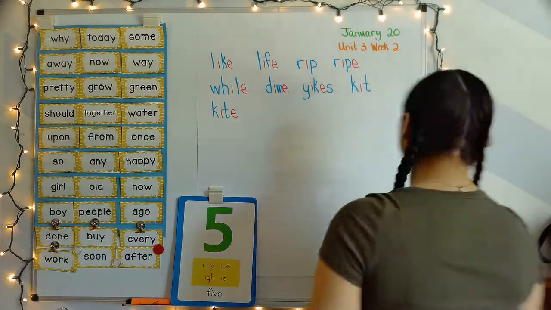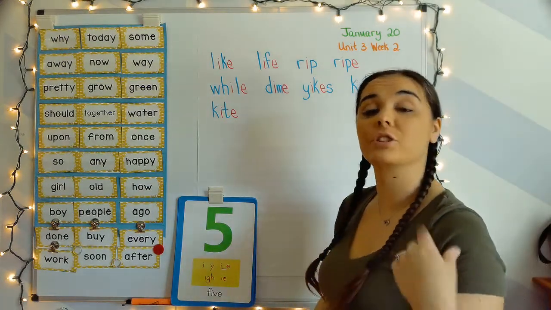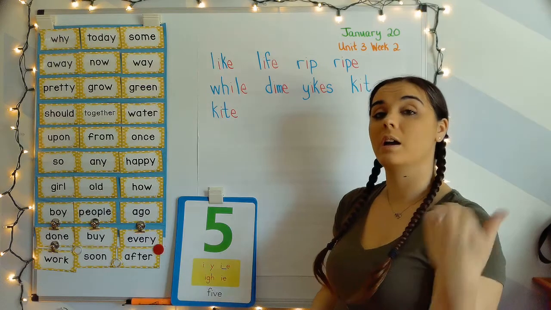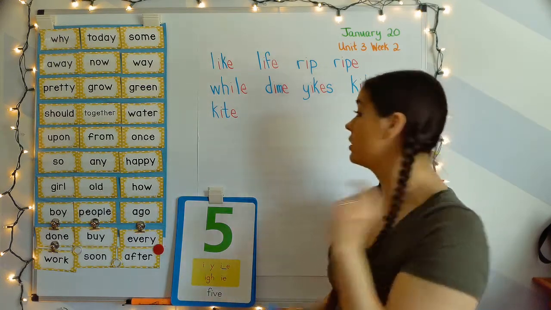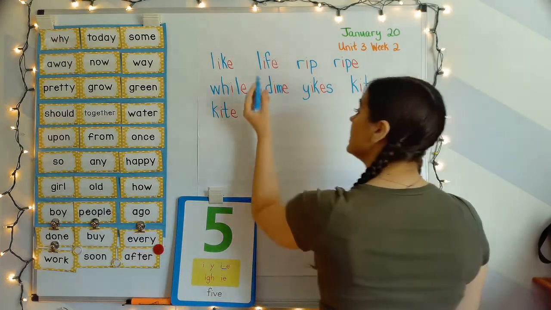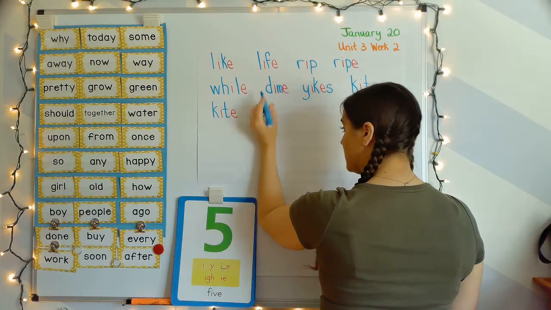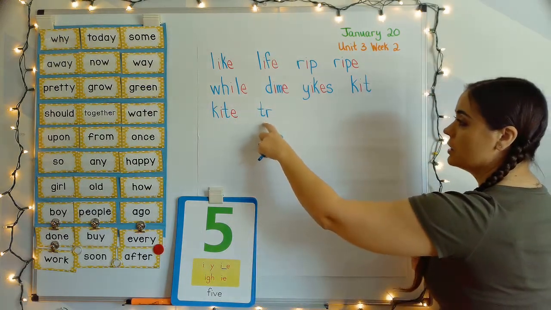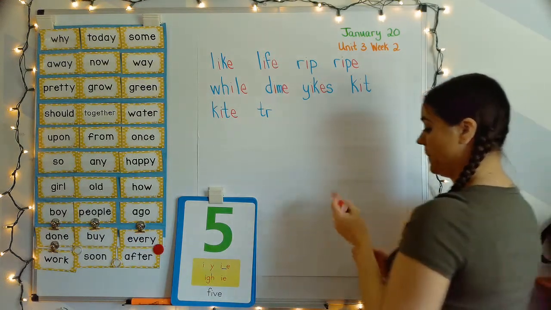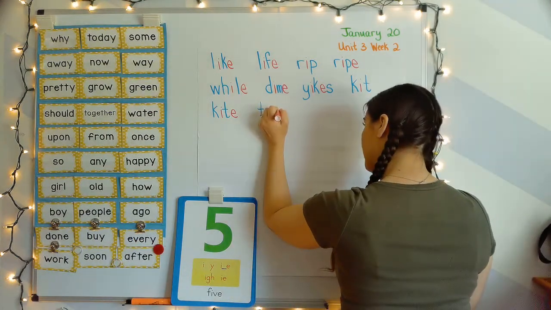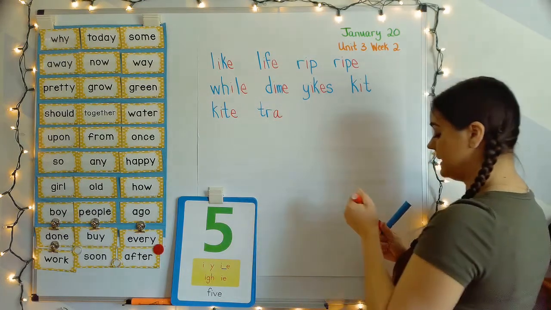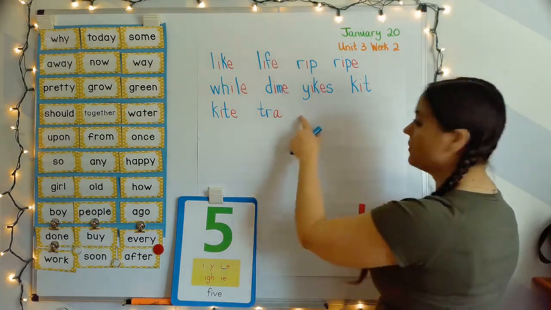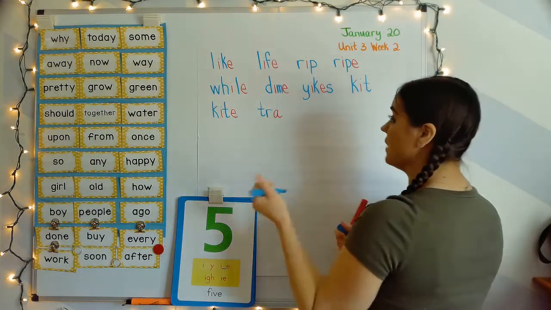Next word, trash. Your turn. Sh, trash. It's trash day, so we have to put our trash on the curb. T-R, tur. A says a, because it doesn't have a buddy E. It's just A by itself, so it's a.